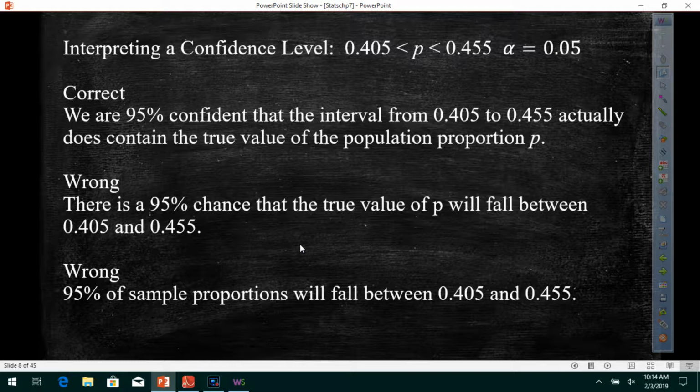Wrong. There is a 95% chance that the true value of p will fall between 0.405 and 0.455. That's not true, okay? We're saying that 95% of the time, using the same process, we'll get an interval that contains p. Wrong. 95% of the samples will fall between 0.405 and 0.455. So it's a slippery slope.